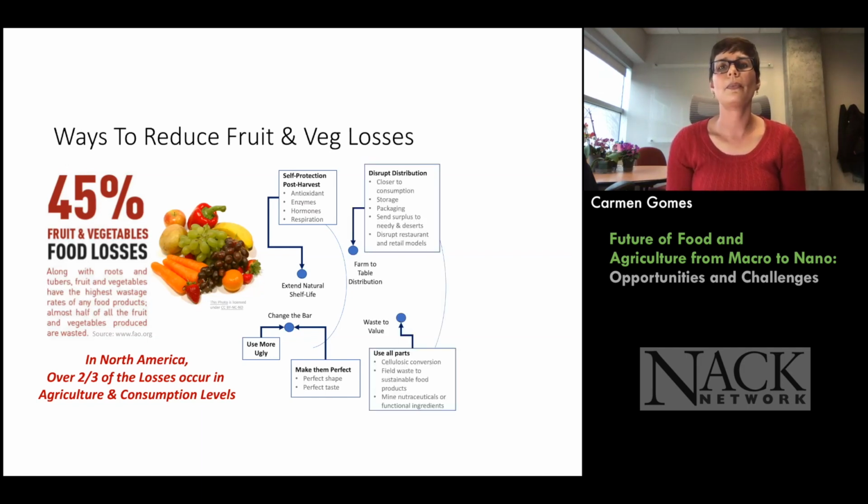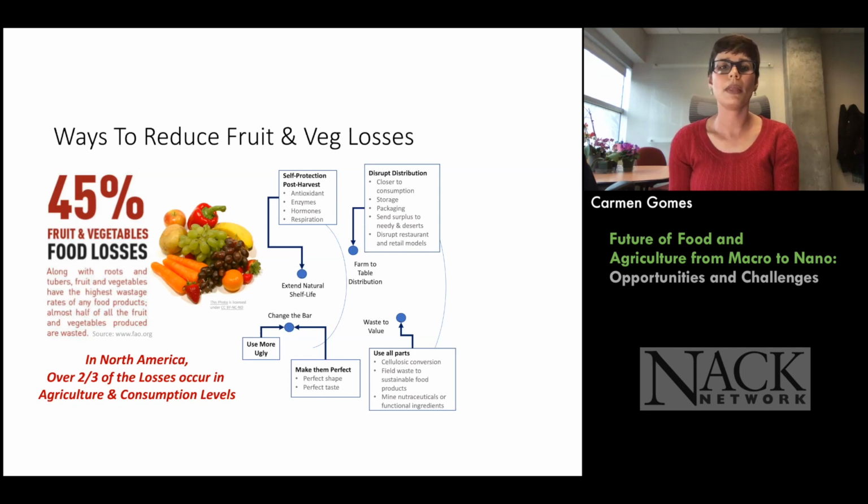Another point of addressing the problem would be the disruption. Can we avoid disrupting the distribution? And we saw this happening a lot during the pandemic, right? A lot of the farmers ended up having to put their produce to waste because there was no way to distribute to the initial consumers, which were restaurant chains and so forth. So, closer to consumption: storage, packaging, send surplus to needy in deserts.